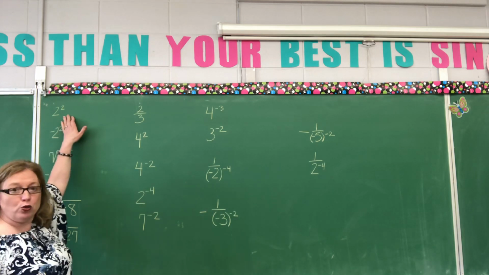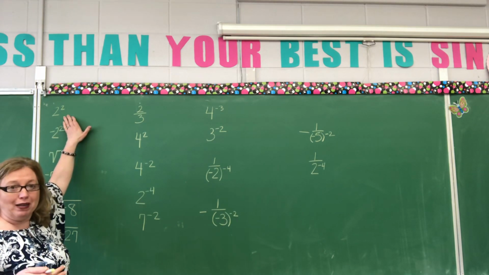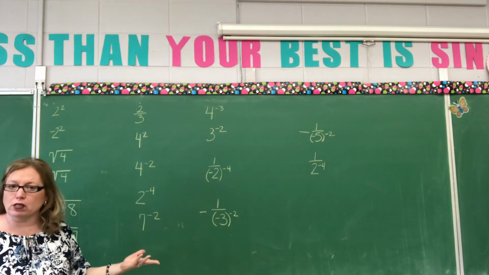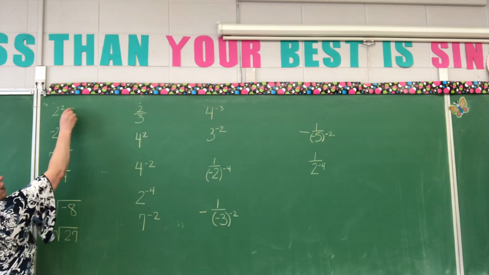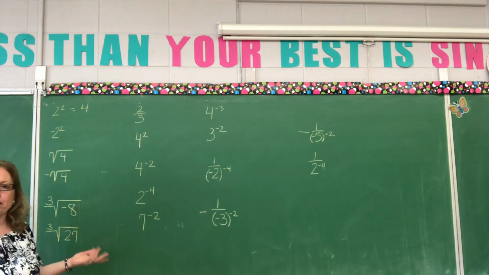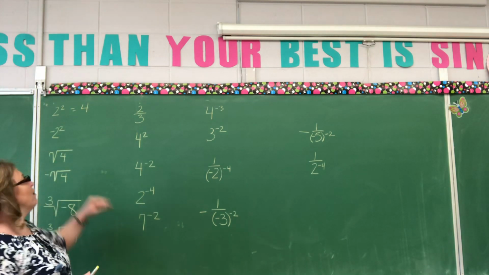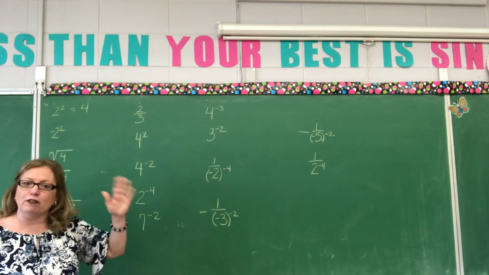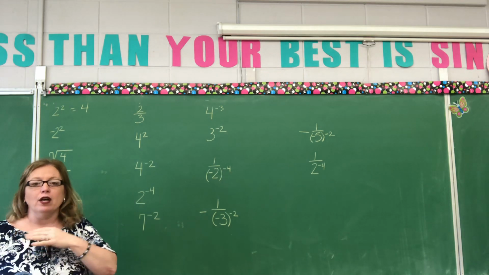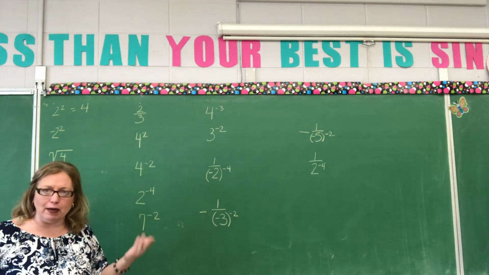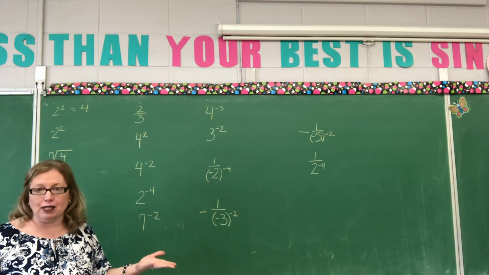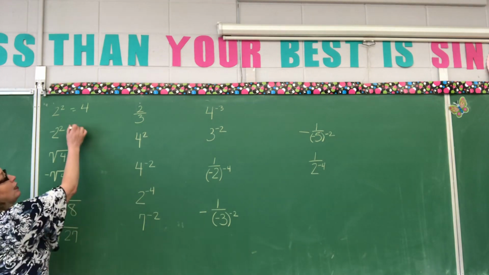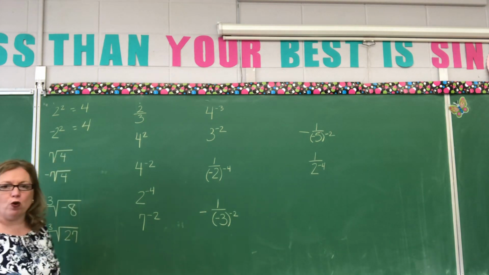I have 2 squared. 2 squared simply means 2 times 2. Well, 2 times 2 is 4. So 2 squared equals 4. Pretty simple. Then we have here negative 2 squared. Negative 2 squared means negative 2 times negative 2. And we know that a negative number times a negative number gives us a positive answer. So negative 2 times negative 2 is going to be a positive 4.